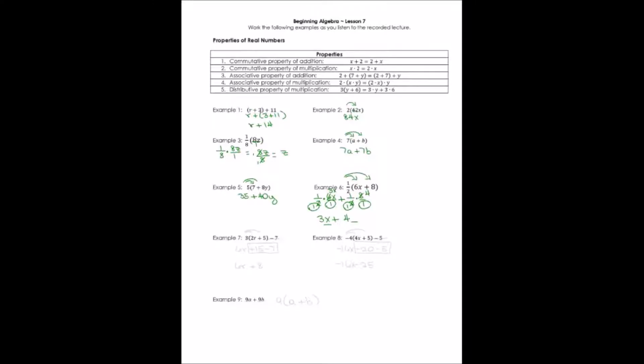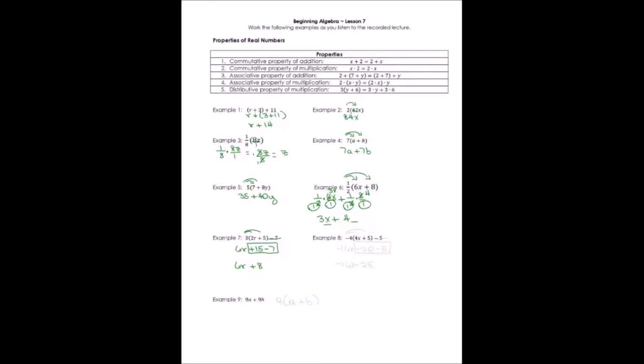Example 7, let's distribute multiplication first. 3 times 2r would give me 6r. 3 times 5 would give me a positive 15. And then let's just bring down the negative 7. Now look, can I combine like terms? Well, I have 2 terms here that are alike. They're both just numbers. 6r has nothing matching, so it's 6r. 15 minus 7 is a positive 8, and that becomes the operation separating the terms.